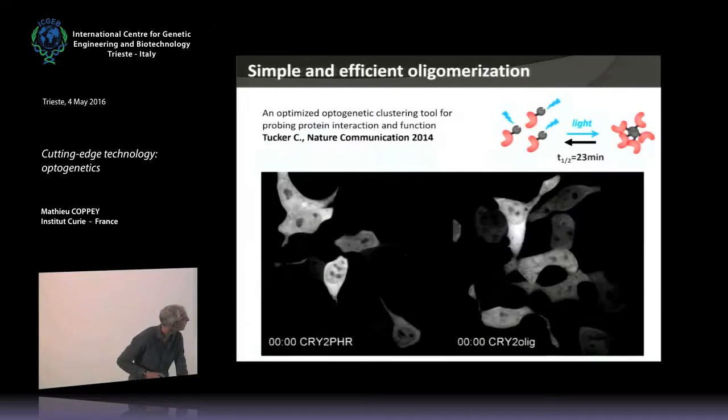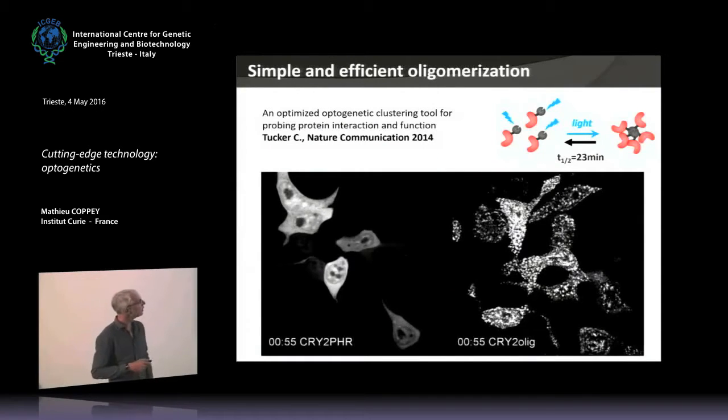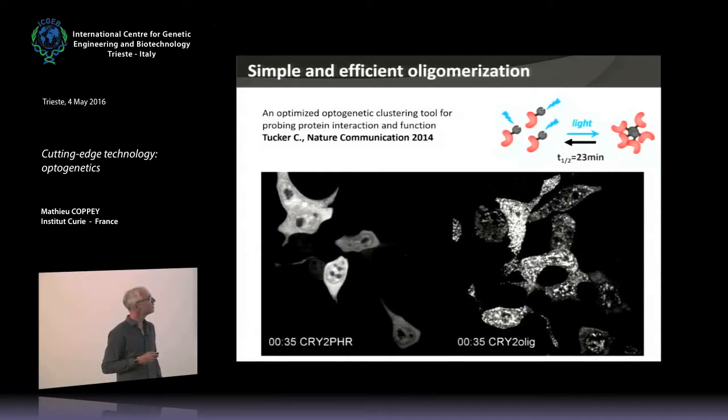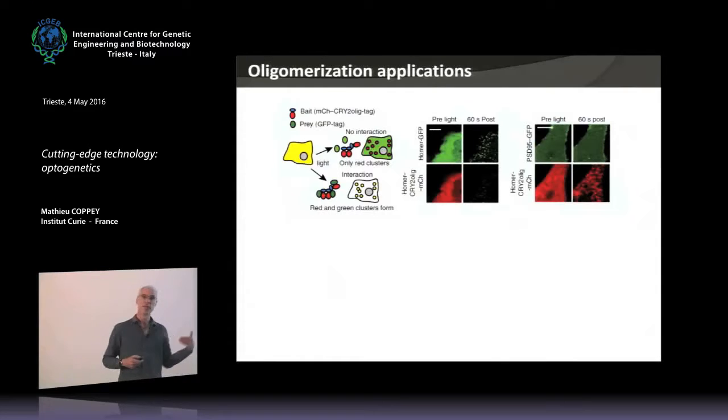There is actually a simpler way to make these clusters, now with just one protein. It's a modified version of Cry2, cryptochrome 2, coming from plants, that has been engineered to do this oligomerization. So now you can have just a tag, like a GFP tag, that is clustering. This is what you can see in this movie, this induced clustering with just one tag. It's pretty efficient, it works very well. And again, you can do the same applications as before.